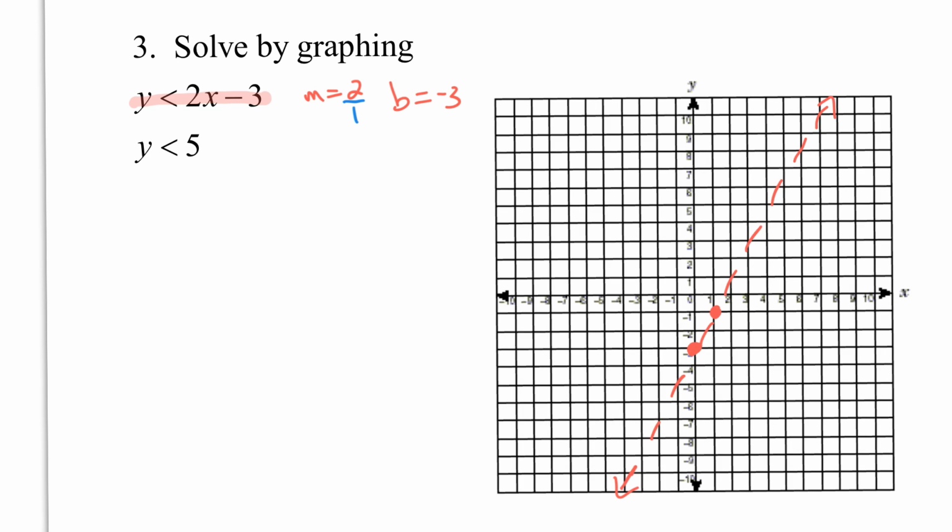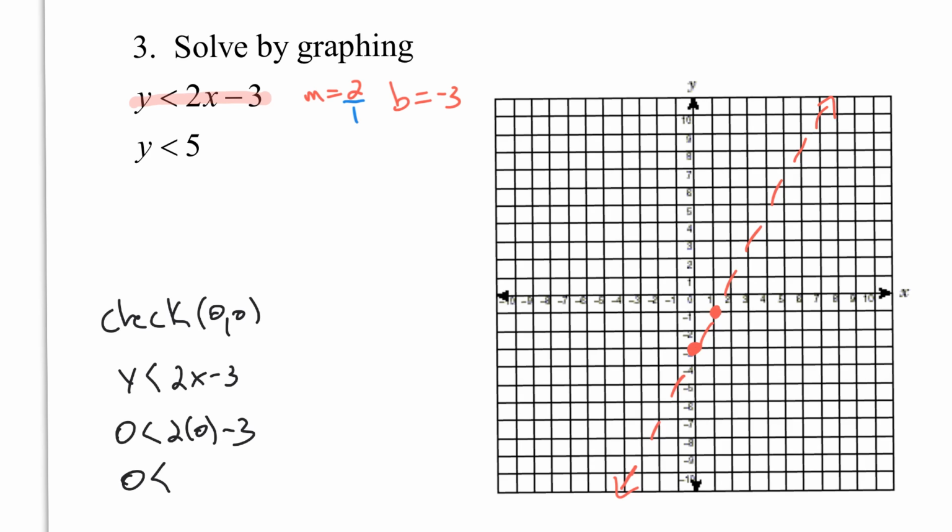To check, you are going to use the origin, and you substitute into the inequality. So let's see what we get here. 0 is less than 2 times 0 minus 3. So 0 is less than -3, and that is false. When it's false, you shade away from the origin. So one more time, the origin is right here. It's false, so you are going to shade this side of the graph.